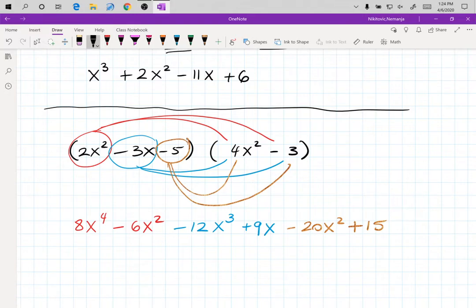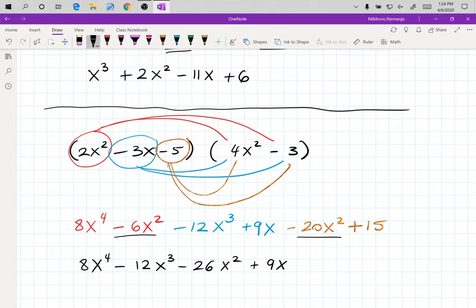Do I have like terms? Yeah, I do have these ones, x squared and x squared. Everything else is not like. So the highest exponent is to the 4th, so 8x to the 4th minus 12x cubed minus 26x squared plus 9x plus 15.